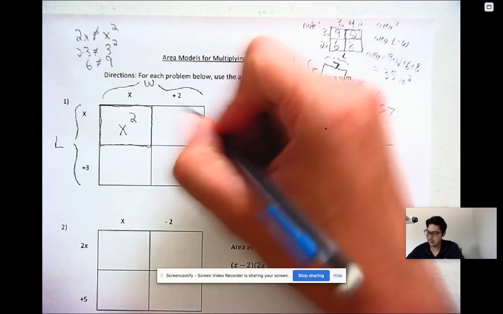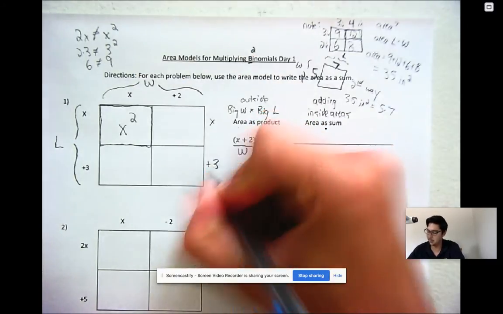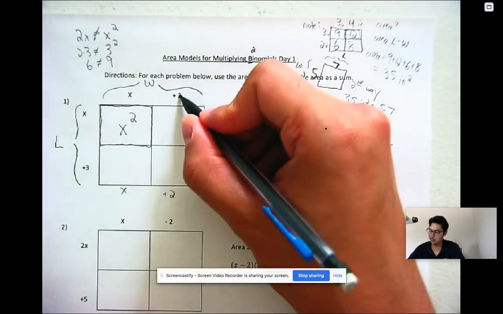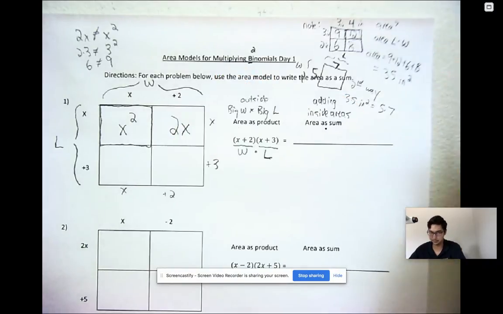Right? If you're not sure, remember it's always on the outside. You can always write those numbers all the way around if you want to help you see it. So what's the length and width of this? Well, that's 2 times x. What's 2 times x? 2x.